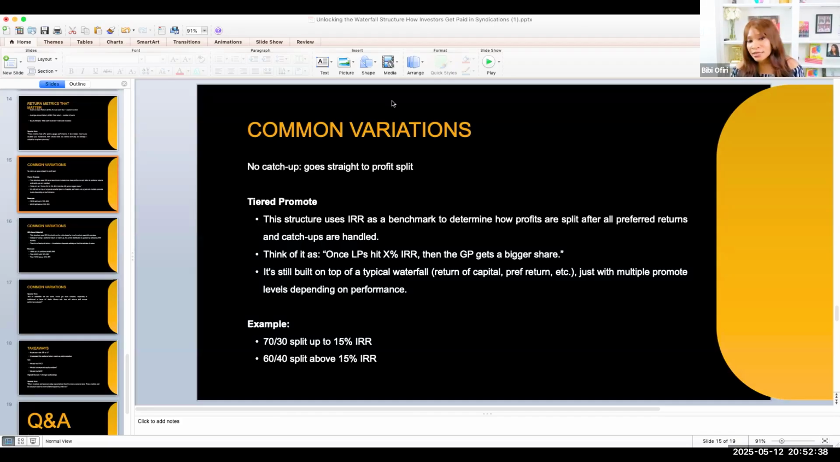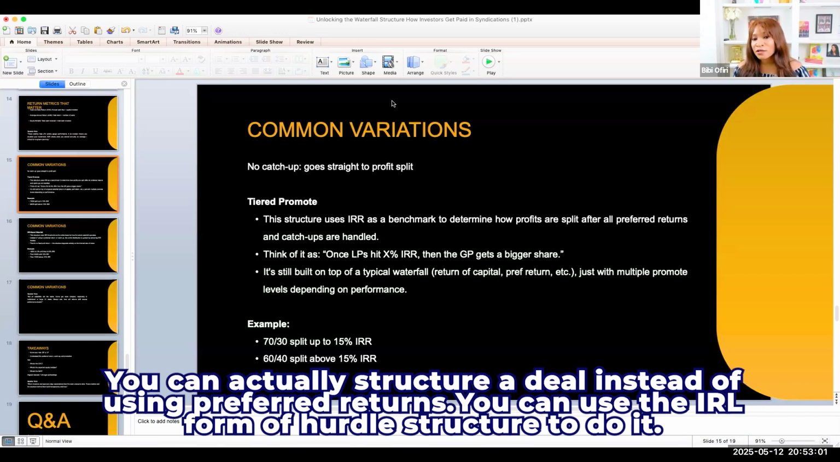After we've paid the lender, we do a cash on cash. Then we said we're going to refinance in 3 years. On the third year, if we're able to refinance and give the investor, I think, 18% or 20% IRR, let's assume we get to that in 3 years, it becomes a 50-50 split because we've hit that hurdle. So you can actually structure a deal. Instead of using preferred returns, you can use the IRR form of hurdle structure to do it.